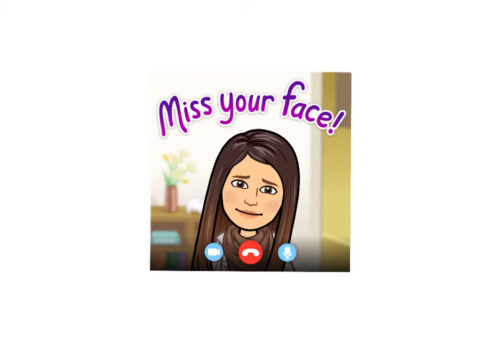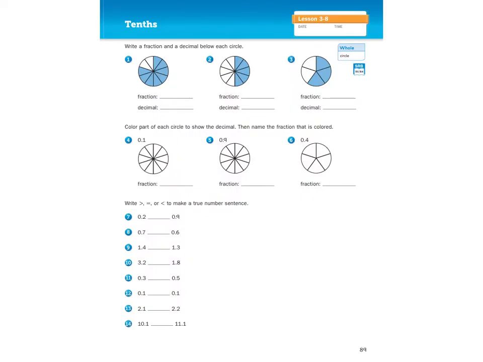So today we are on 3-8 for math, modeling tenths with fraction circles. So hopefully you can guess that you're going to need your fraction circles today. Those will definitely come in handy too. We're going to do this math journal page together. And I promise this lesson will not take as long as yesterday's.